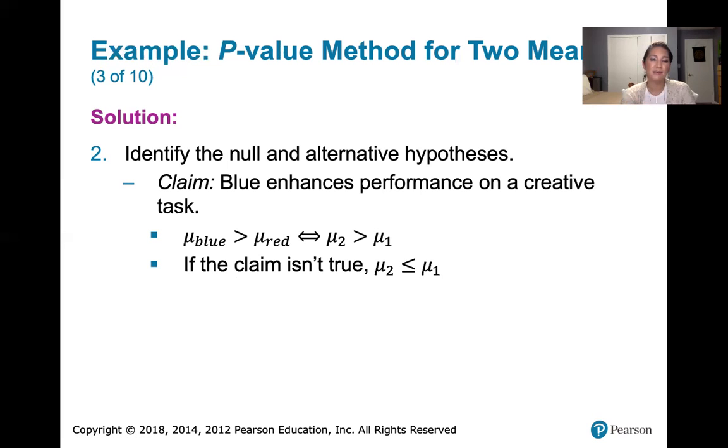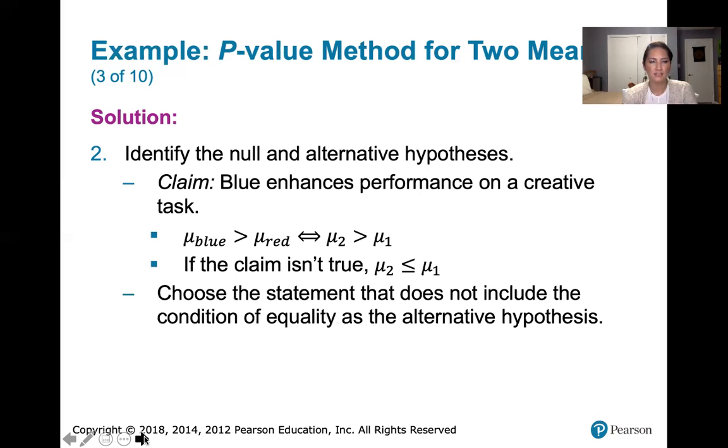Now, if you're looking on MyLab Statistics, they're never going to put mu sub 2 first. They're always going to put mu sub 1 first. So we would look at these two inequalities. We would say which one does not contain the condition of equality. That's the first one.